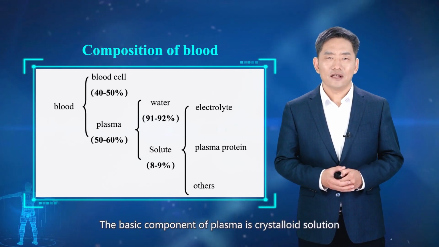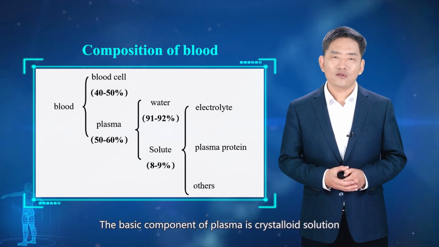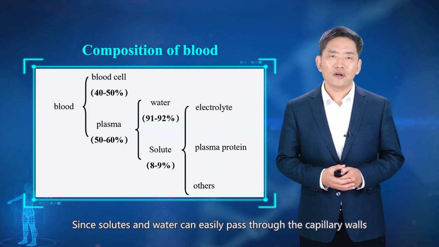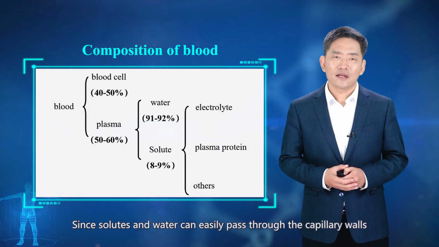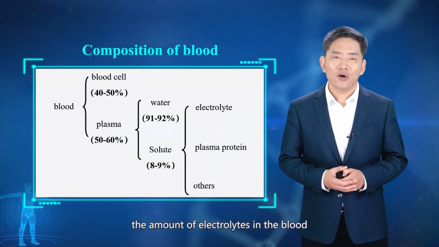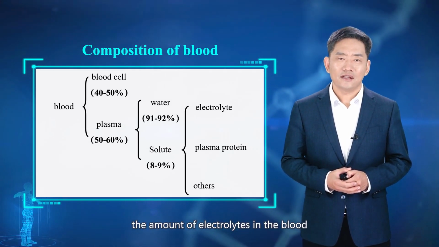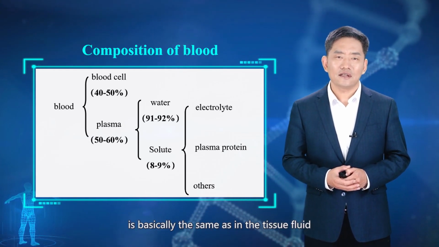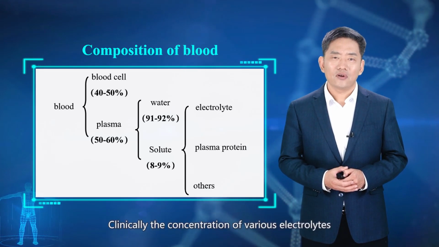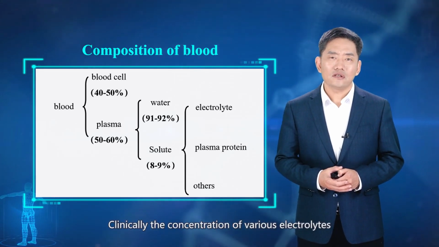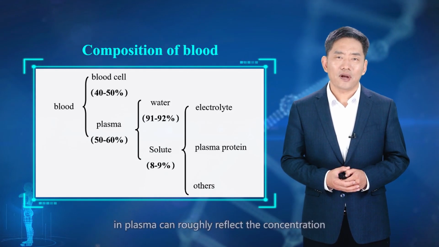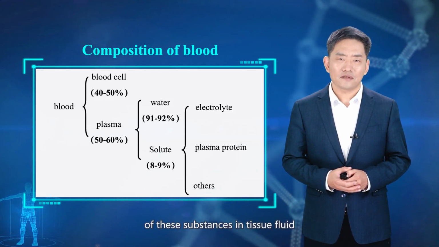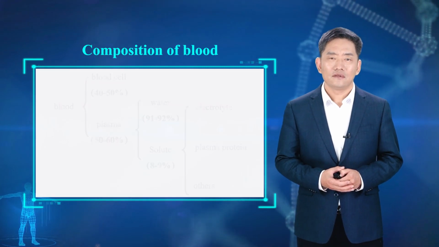The basic component of plasma is a crystalloid solution. Since solute and water can easily pass through the capillary walls, the amount of electrolytes in the blood is basically the same as in the tissue fluid. Clinically, the concentration of various electrolytes in plasma can roughly reflect the concentration of these substances in tissue fluid.